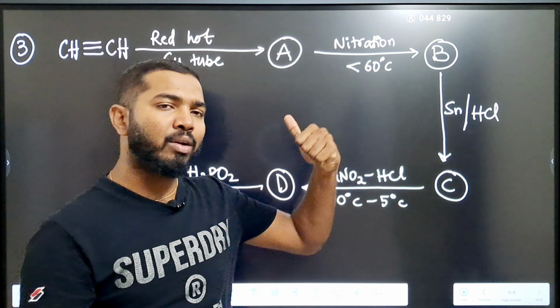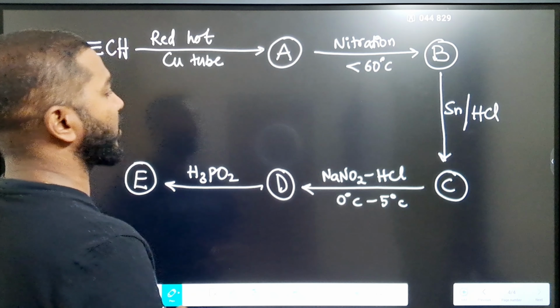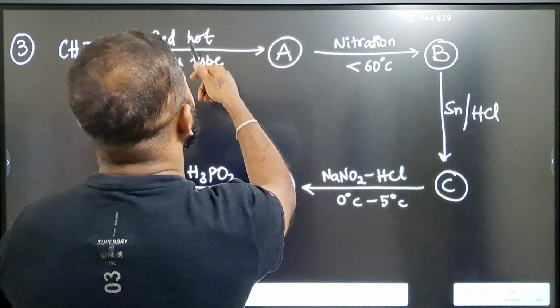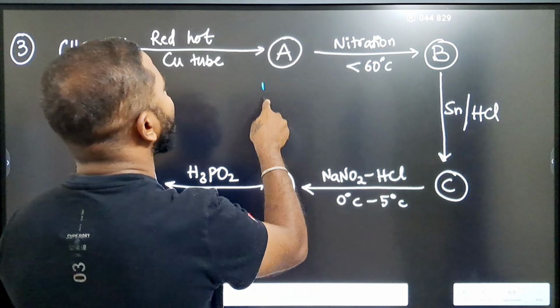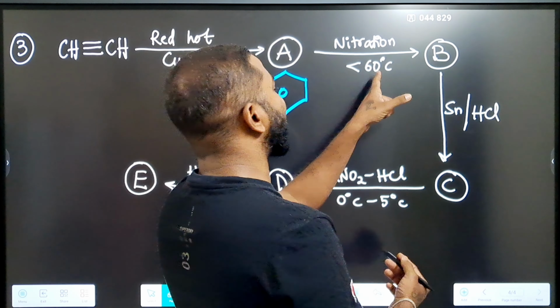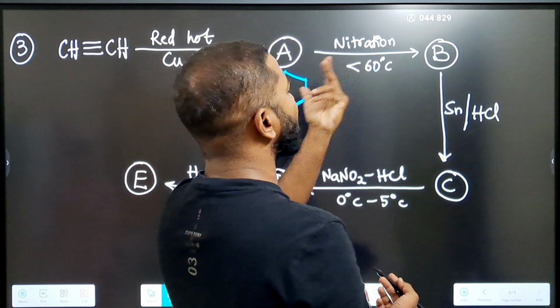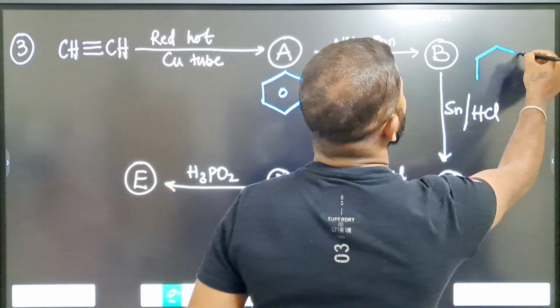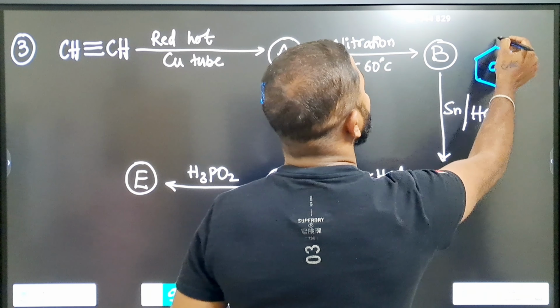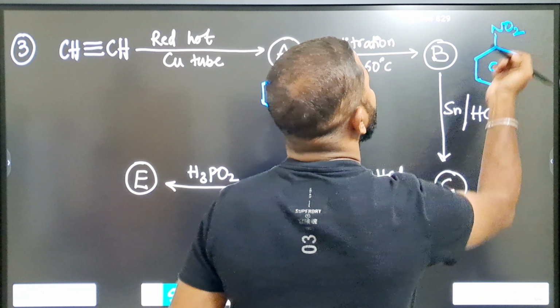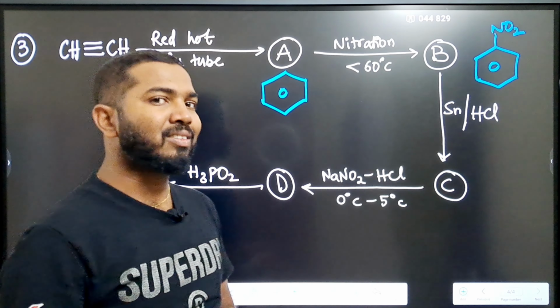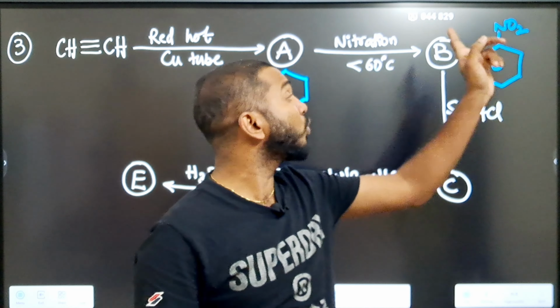Now let us complete this reaction. Acetylene passed through a red hot copper tube, as we have already seen just now, gives benzene. Then benzene upon nitration, particularly below 60 degrees, undergoes mononitration. So only one NO2 group will go on the benzene, that is, electrophilic substitution takes place on the benzene to give nitrobenzene.